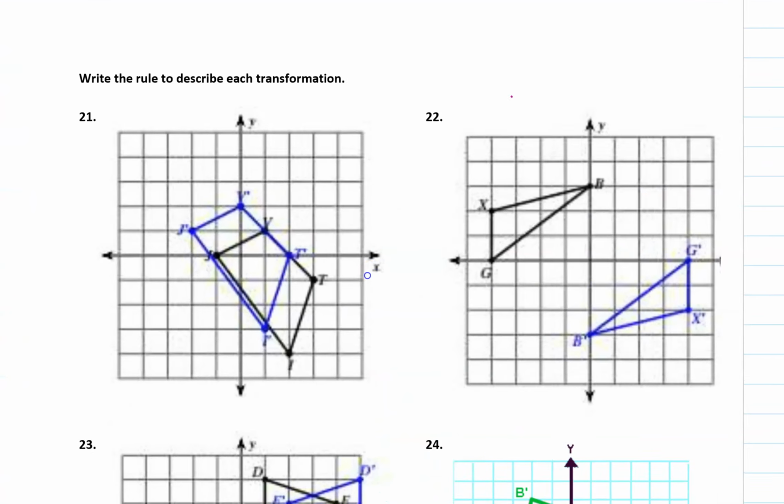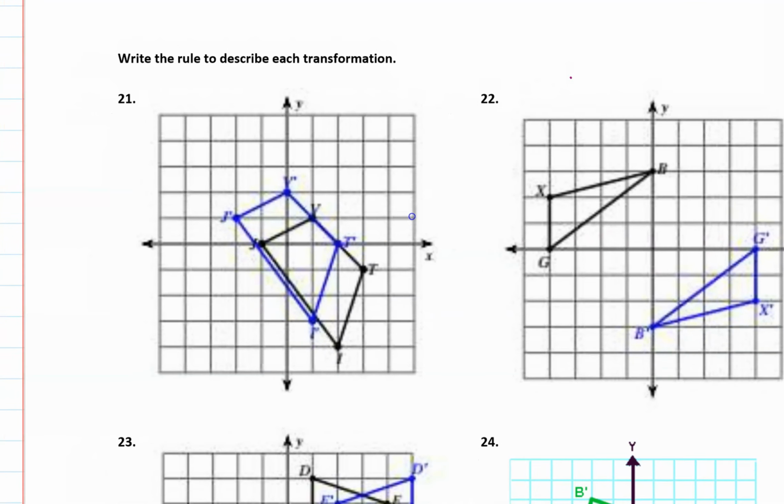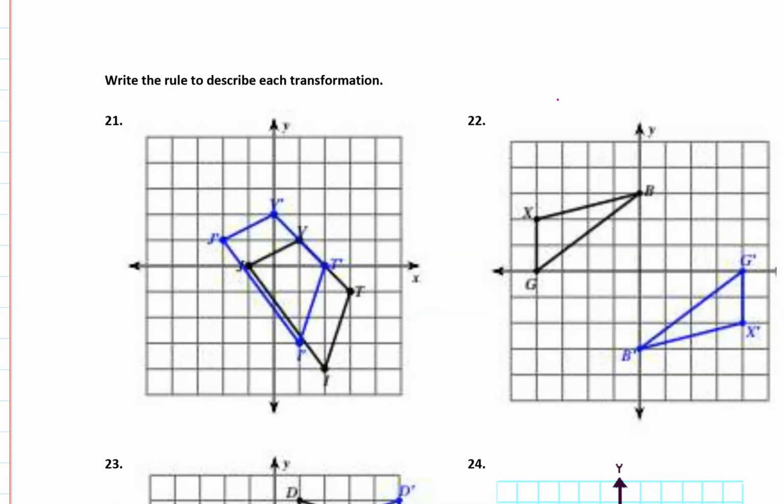All right, so looking at a transformation that's already happened and deciding what rule it is. So here, key things, I'm seeing this V to V prime is just going over 1, up 1. Let's see if that's consistent. Over 1, up 1, over 1, up 1, over 1, up 1. So this is going to the left 1, -1, and up +1. And that would be a vector rule.